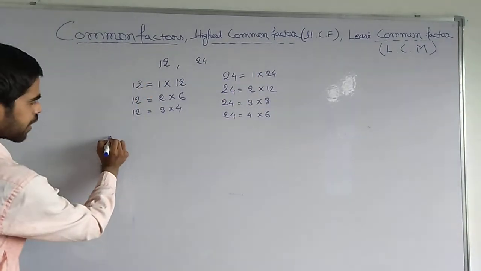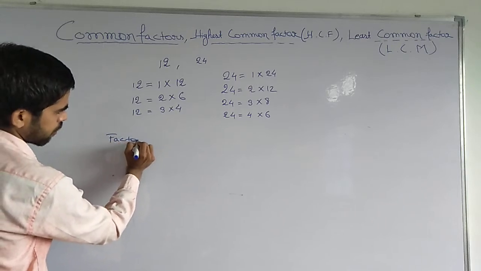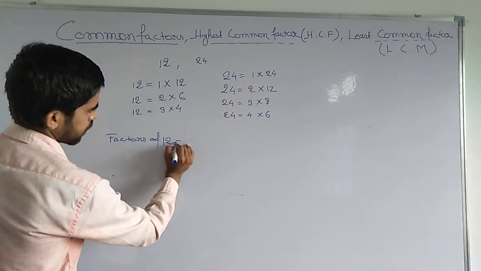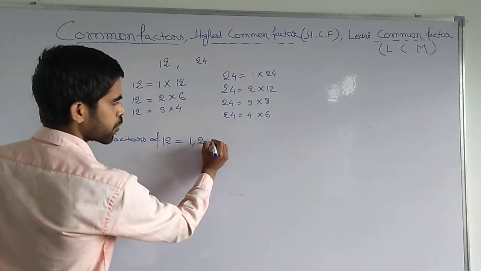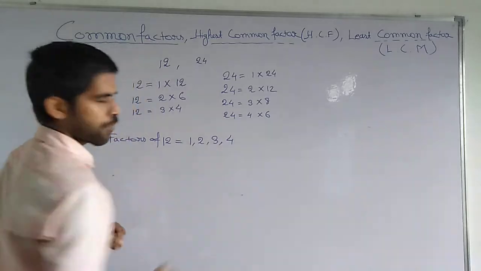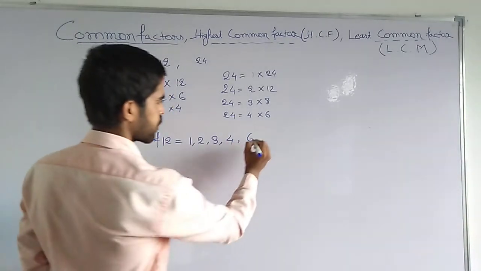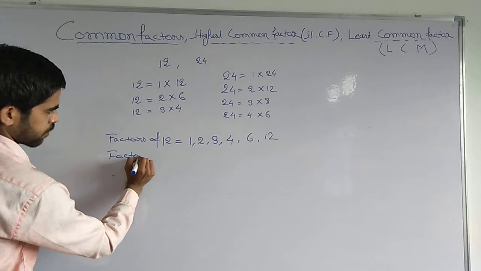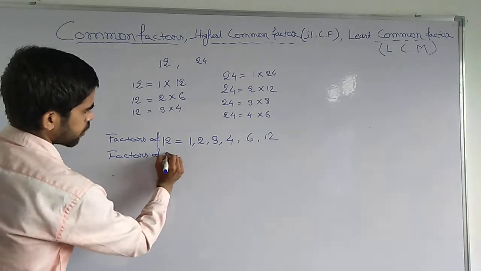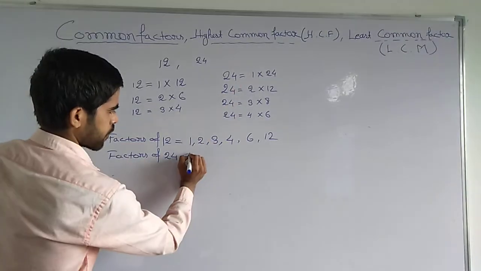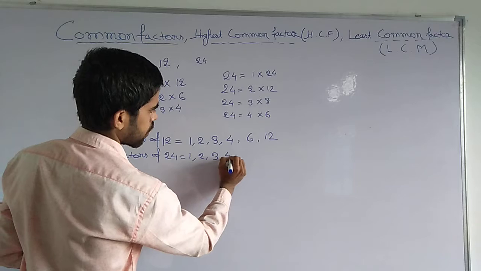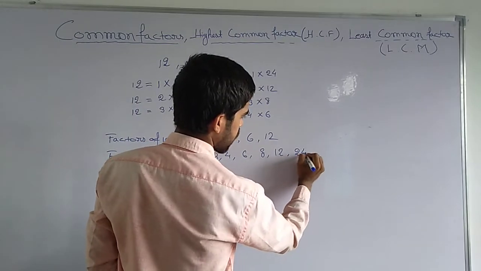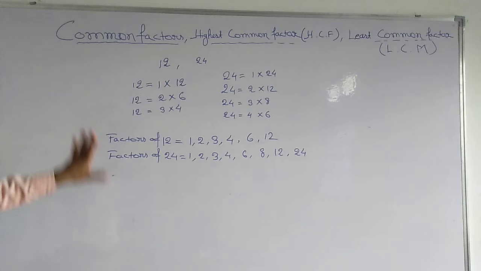First we write the factors of 12: 1, 2, 3, 4, 6, 12. And factors of 24: 1, 2, 3, 4, 6, 8, 12 and 24. So these are the factors of 24.